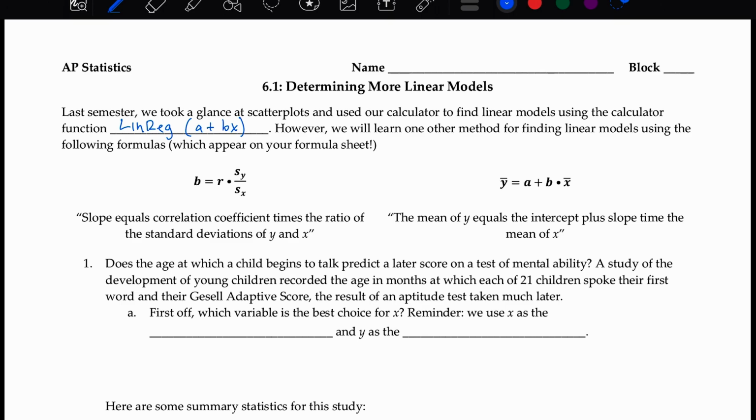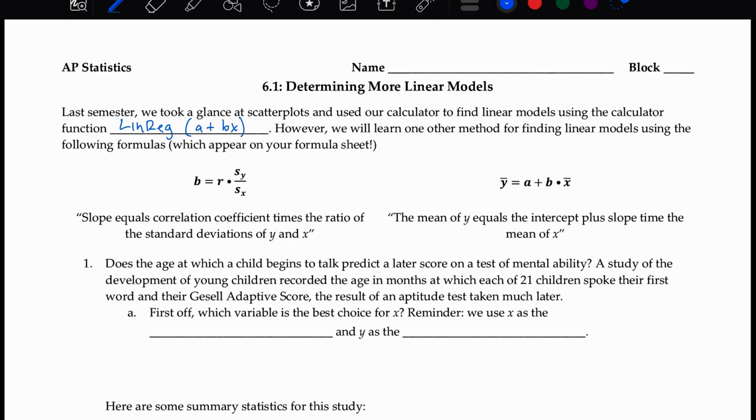The other formula over here is y bar is equal to a plus b times x bar, or in other words, the mean of y equals the intercept plus slope times the mean of x. Those bars are representing the means, the arithmetic means we've talked about in the past. Those two formulas are going to help us out today.